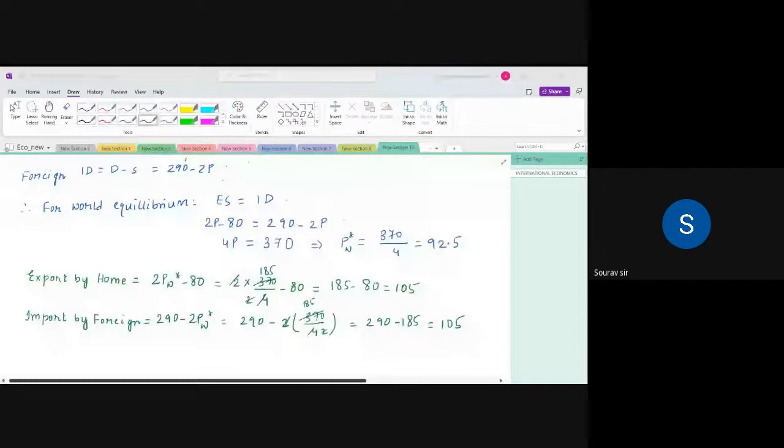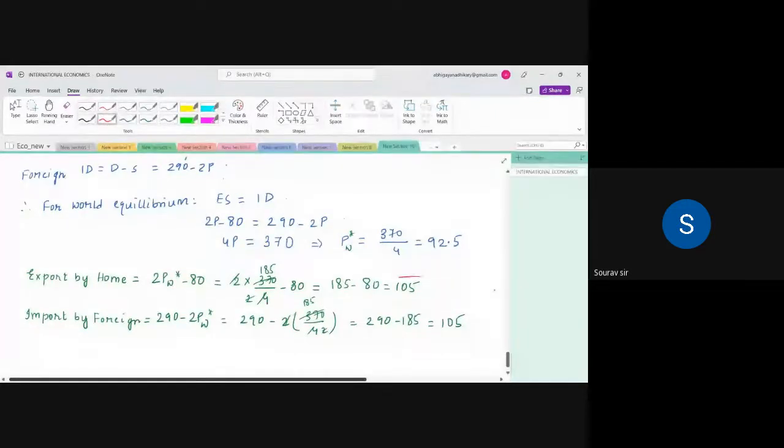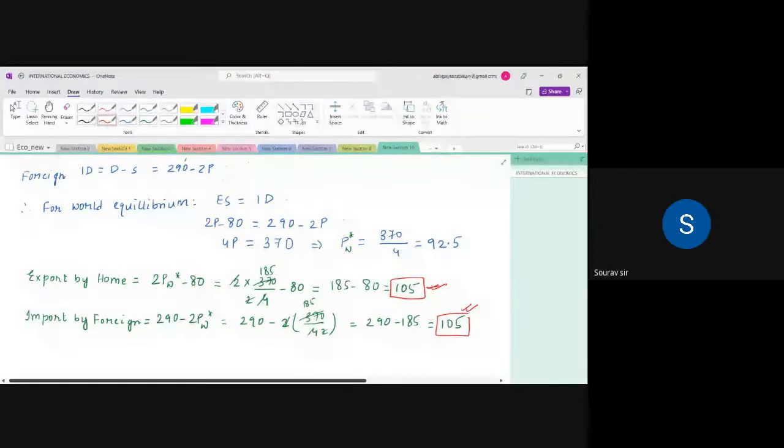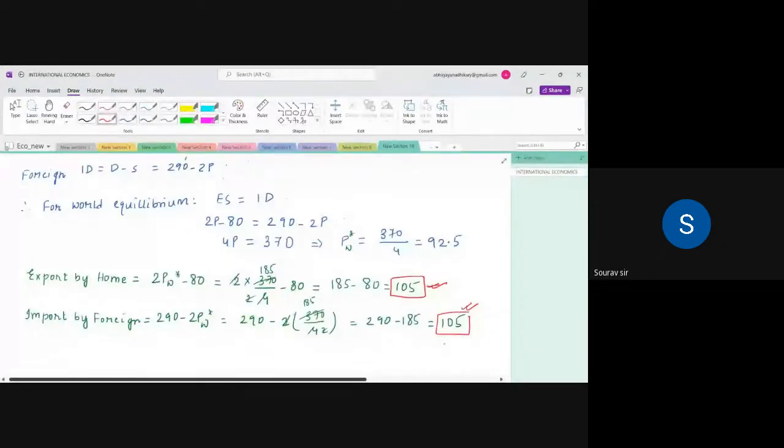Although this is very obvious, let us look at this as well: the amount that the foreign is importing is exactly the same as the home export. This has to be the same. It cannot be different. So these are the amounts.